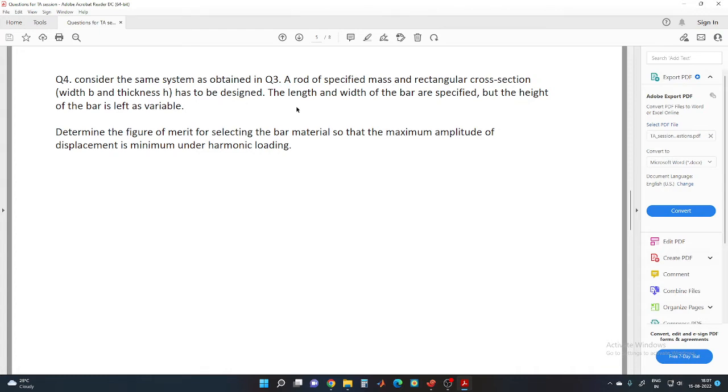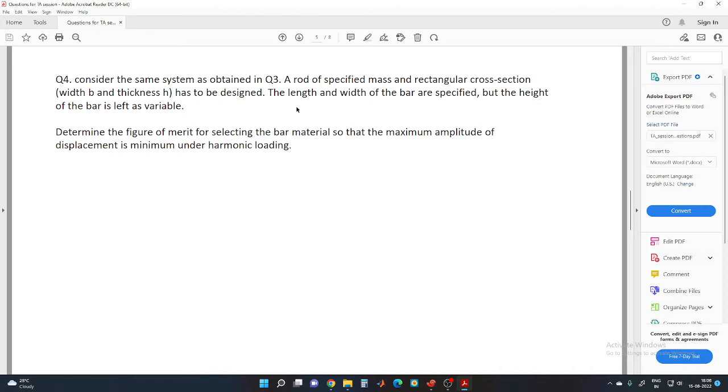So using the bar type of element, what we say is, considering the same system obtained in question 3, which is the usual spring mass system, a rod of specified mass and rectangular cross section width B and thickness H has to be designed. The length and width of the bar are specified, but the height of the bar is left variable. It can be any value, lower side or higher side. Determine the figure of merit for selecting the bar material so that the maximum amplitude of displacement is minimized under the harmonic loading.